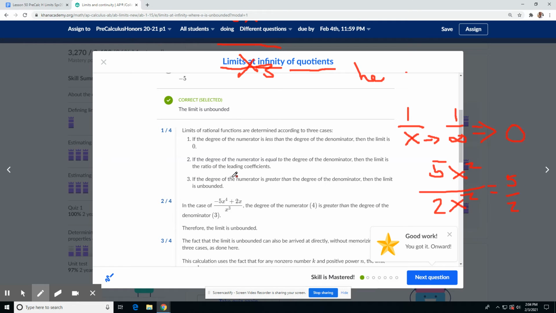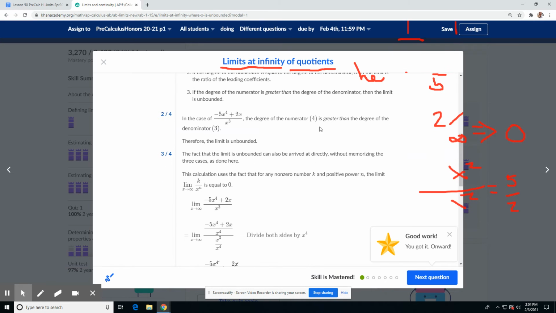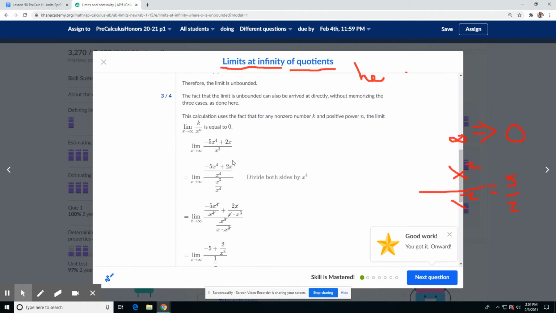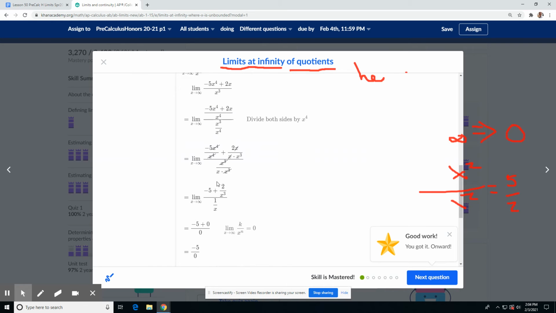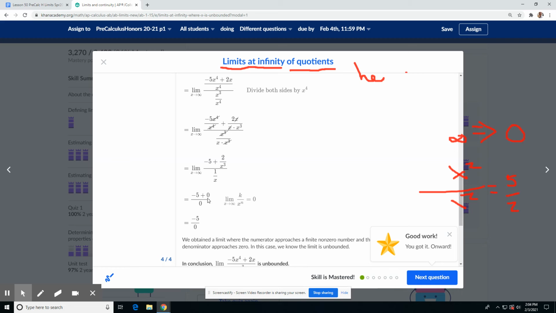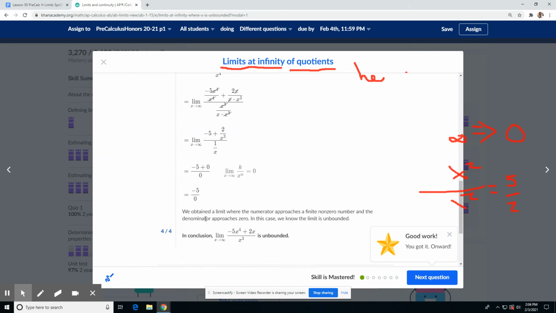And then if the degree of the numerator is greater than the degree of the denominator, the limit is unbounded. And that's what we had here. We just have to be careful with the negatives. I always like to consider that. That's more of an advanced concept, but it's nice to let you know. Limit is unbounded. Yes. So they're reducing things out, that's how they show it. And yes, that -5 just plays a part in it, but everything goes into that unbounded asymptote.